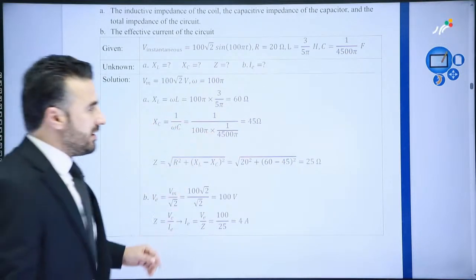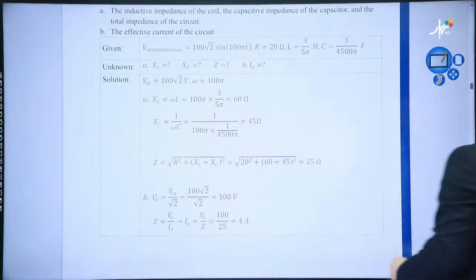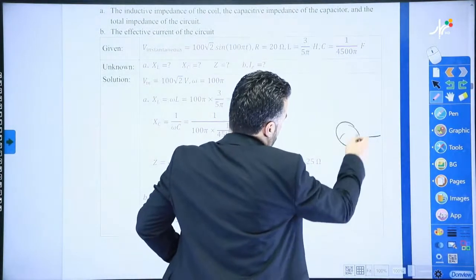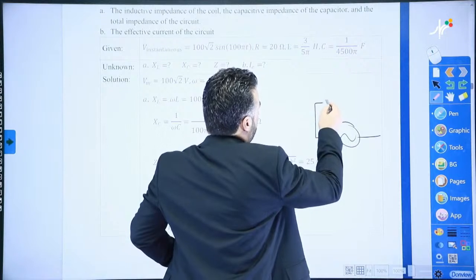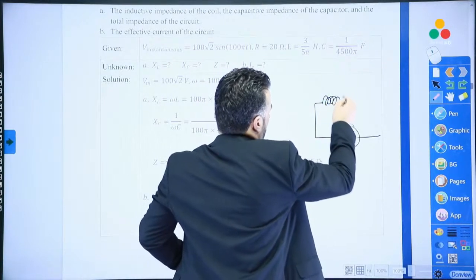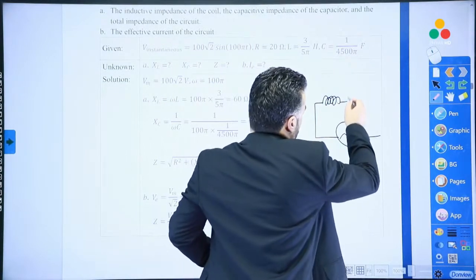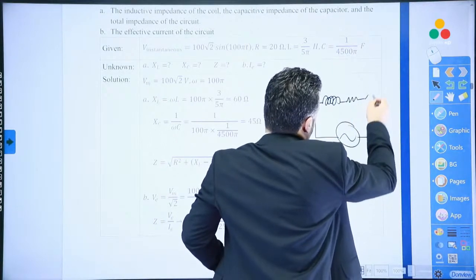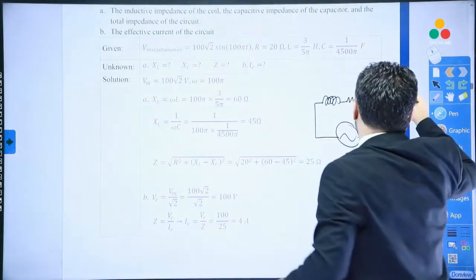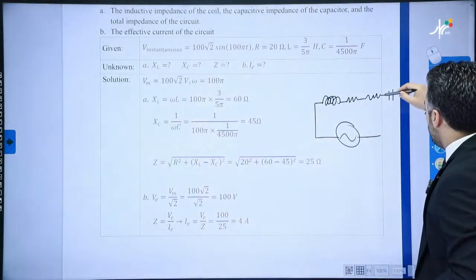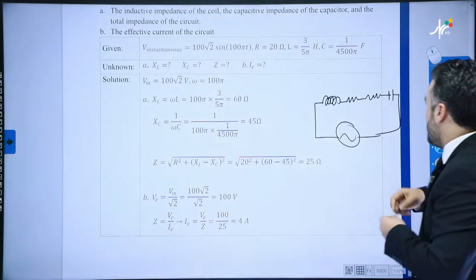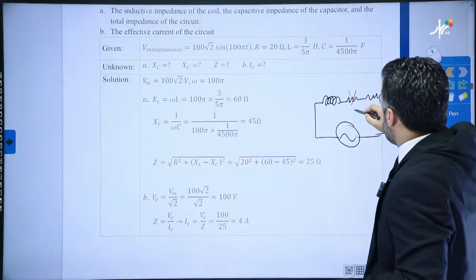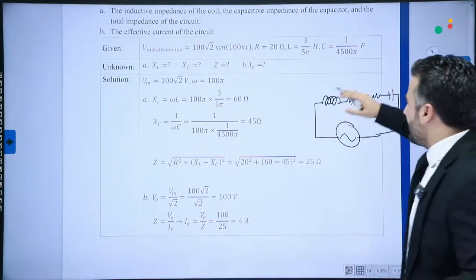But before that, let us draw the circuit. Here's the circuit that we have. We have an alternating current source, an inductor or self-inductance, with negligible resistance, and of course a pure resistance here. And we also have a capacitor connected in the circuit. But the resistance is negligible, so we can take that part out of the circuit.